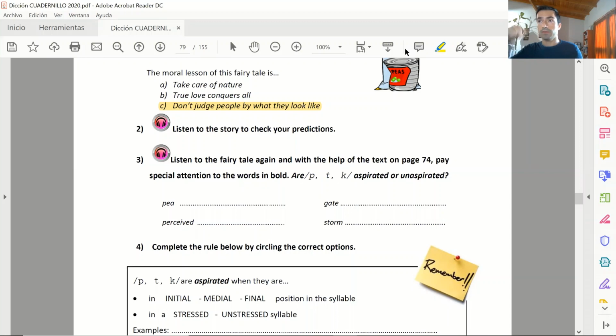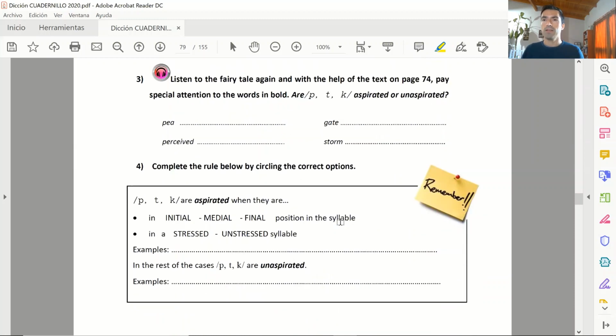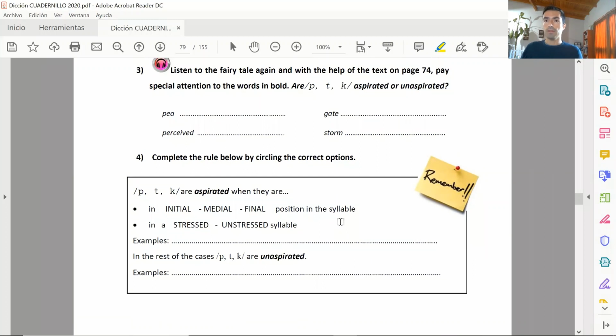So after you do that, you should be able to see that the only word in the examples here that is aspirated is P, not gate, not perceived, and not storm. Now, why is that? Well, there is a rule for aspiration. This is the very famous rule for aspiration, and it has two parts. The first part is about the domain of aspiration. And the important thing here is that the domain for aspiration is the syllable, all right?